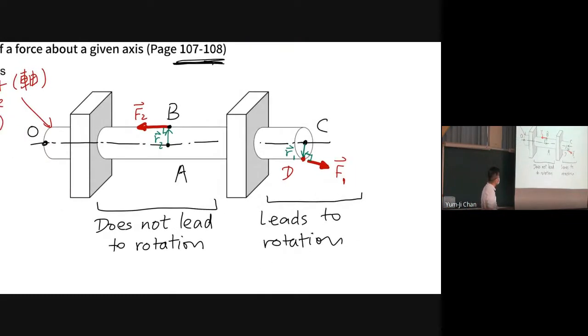Is that clear? So first of all, can you imagine that this will lead to rotation because it goes like this, and F2 is along the axis of OC, and therefore it will not lead to rotation. I think this is clear. The physics is clear.